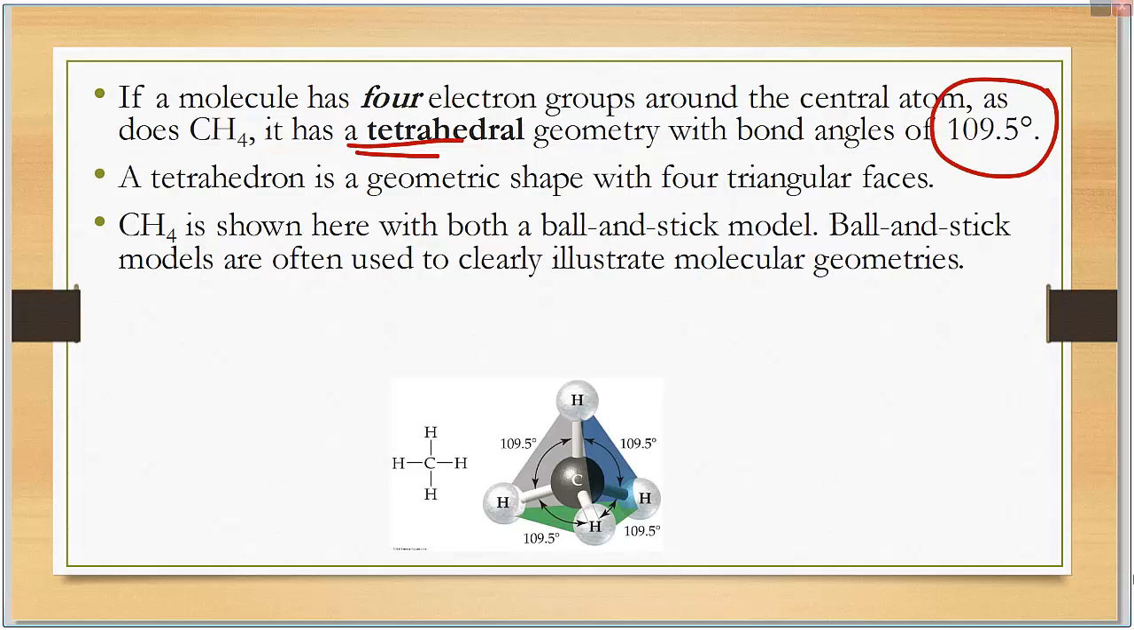The CH4 is shown as a ball and stick model. Ball and stick models are often used to clearly illustrate molecular geometries. So once again, there's a triangle here. There's a triangle here. There's one in the back, and then there's one on the bottom here. And that's where they get the name tetrahedron.